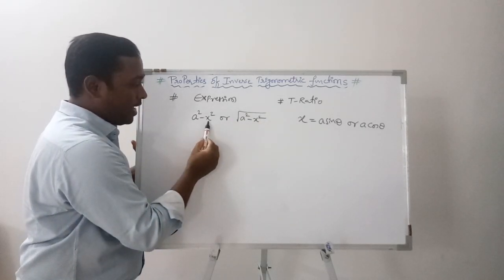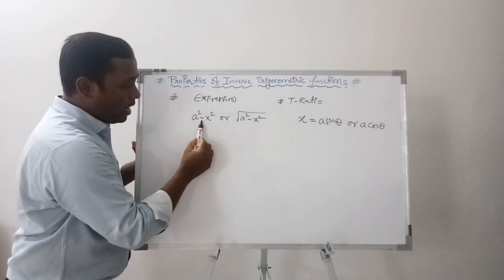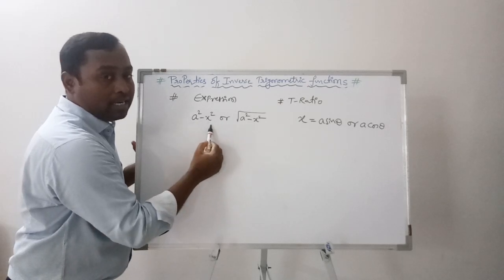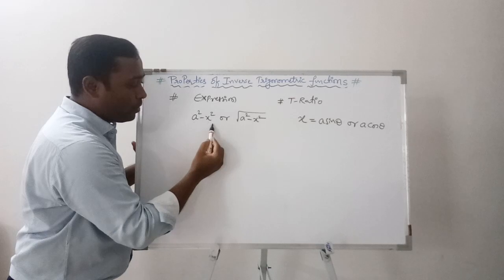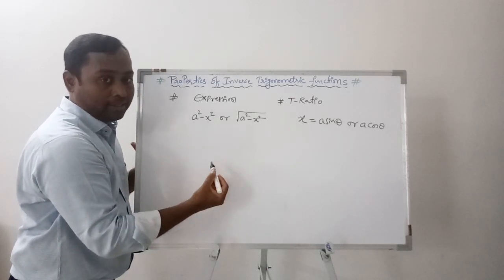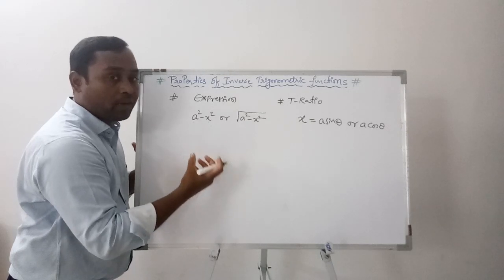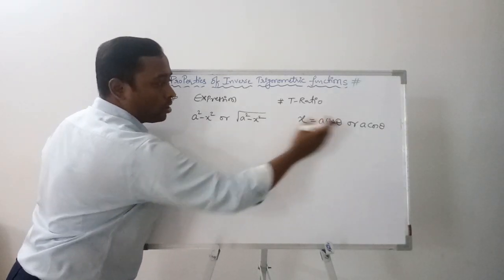See, if I substitute x is equal to a sin theta, what does it become? A square minus a square sin square theta. So a square will be common, and 1 minus sin square theta becomes cos square theta. So the entire expression becomes a square cos square theta. So this is a way of simplifying the expression with the help of proper substitution.